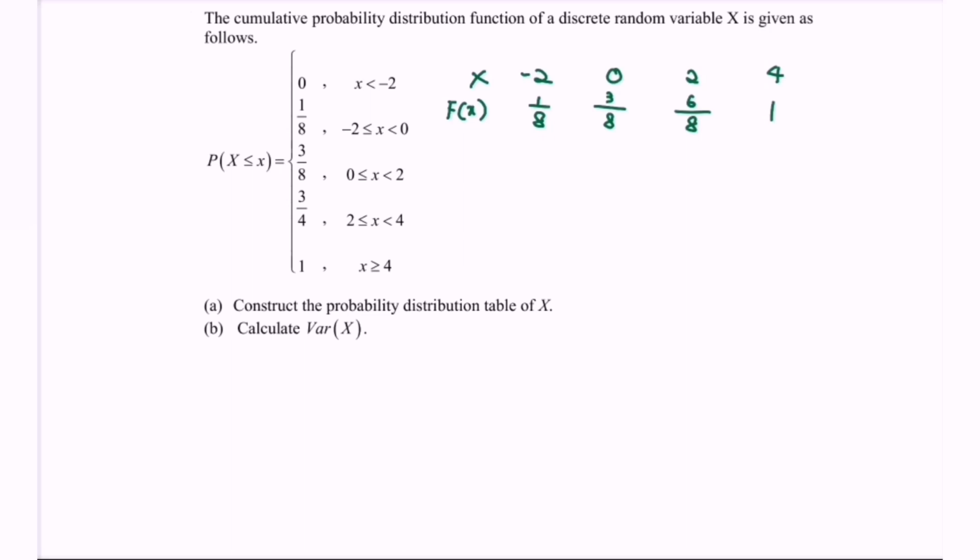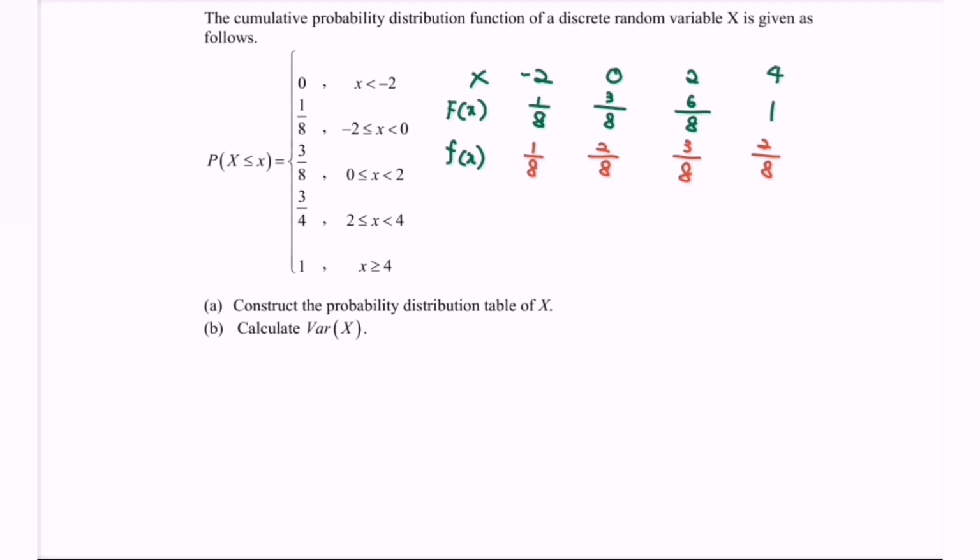Refer to question A, construct the probability distribution table for f(x). Here we denote it as f(x). In order to find x equals negative 2, we have 1 over 8. Next is to find 0. Make use of the capital F: 3 over 8 minus 1 over 8 gives 2 over 8, which is equal to 1 over 4. Continue. To find 2, 6 over 8 minus 3 over 8 gives 3 over 8. Finally, to find 4, we have 1, which is 8 over 8, minus 6 over 8, giving 2 over 8, or we may write 1 over 4.